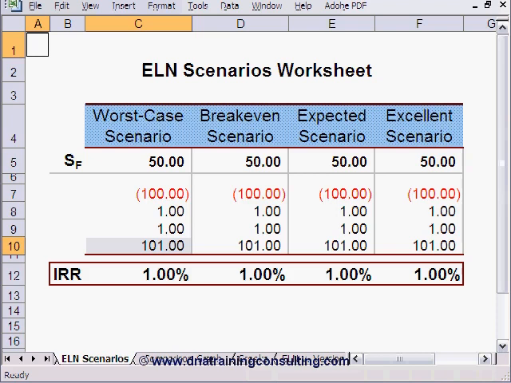The investor's annualized return under this scenario, also known as her IRR, for internal rate of return, comes obviously to 1%. Not much more can be said about this example.